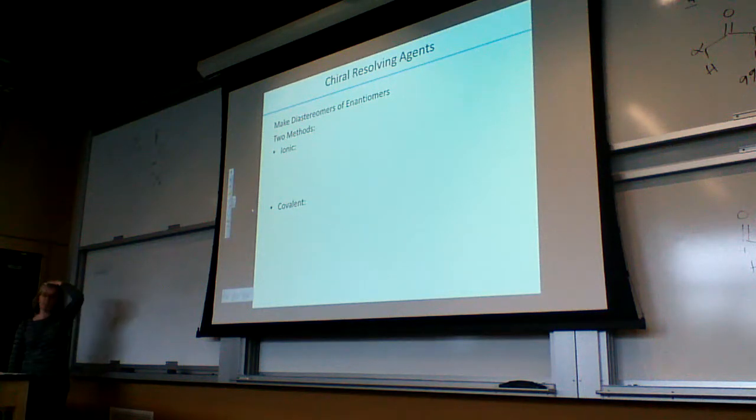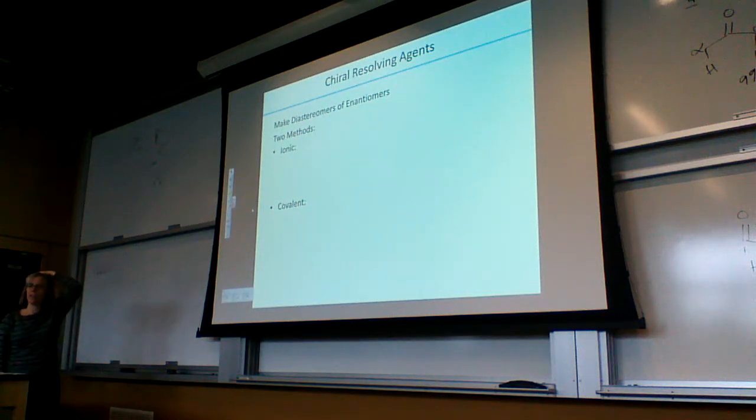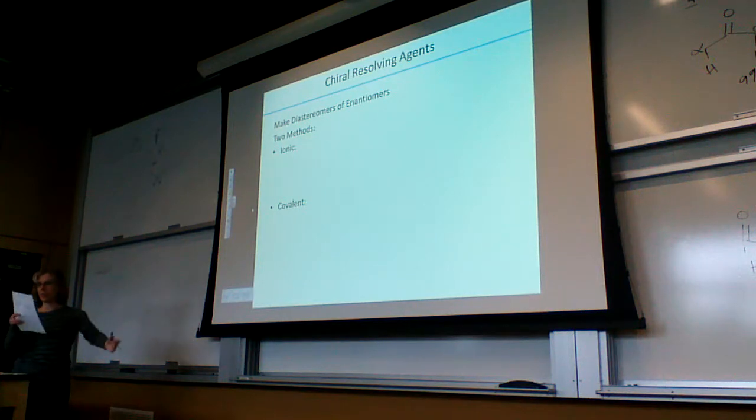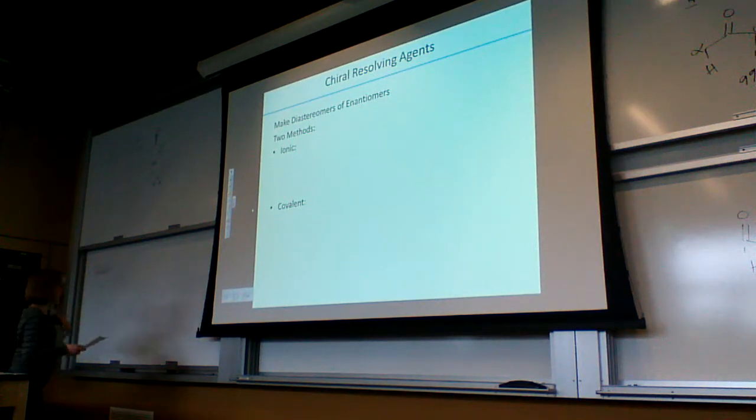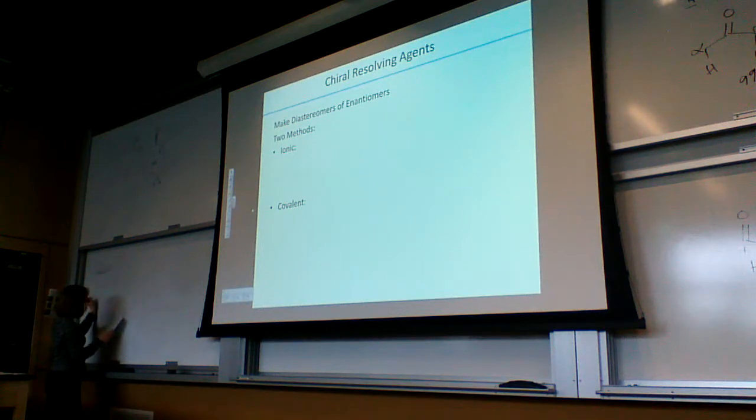Both of these, the general idea is to take a chiral molecule and get it to form some type of bond with the mixture of enantiomers that you have so that you can tell them apart. We're either going to form an ionic bond or a covalent bond. So the covalent bond is going to take that alcohol.